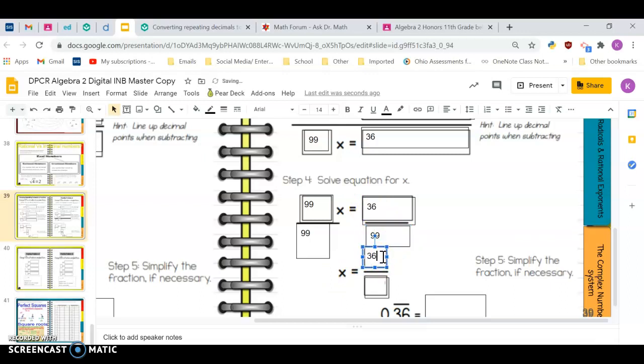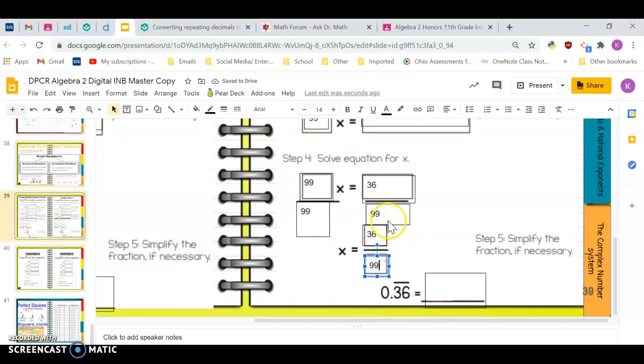Now, 36 and 99 can both be reduced. So what we're going to do, we're just going to make sure we can reduce it. So I can divide 36 and 99 both by 11. Not 11, by 9, sorry. So that means that up top, we're going to have 4. And on the bottom, we're going to have 11.